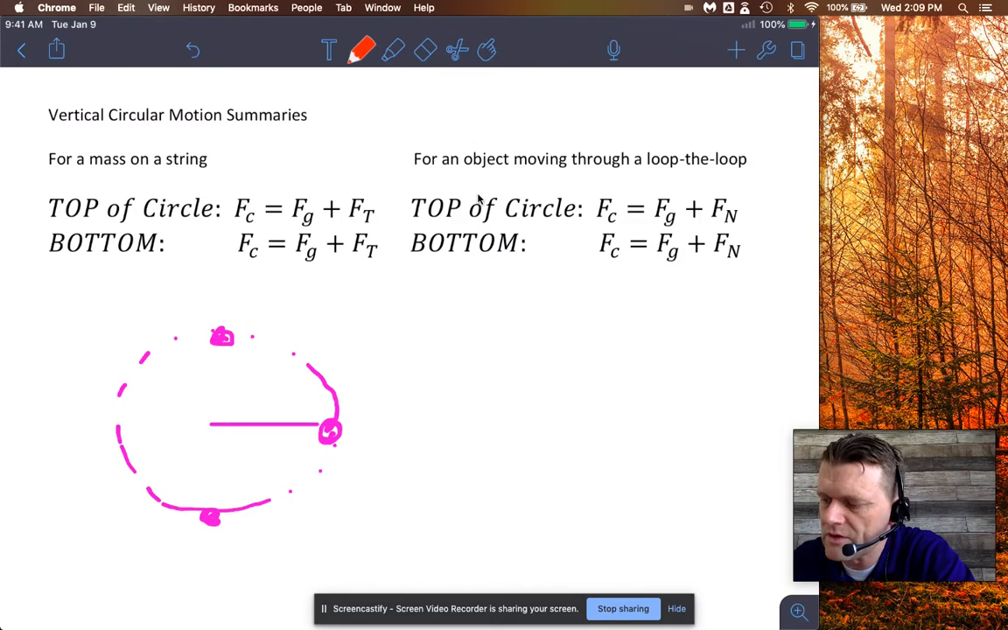So let's look at the top first. At the top, the force of gravity is always straight down, and also in this case, there would be tension.